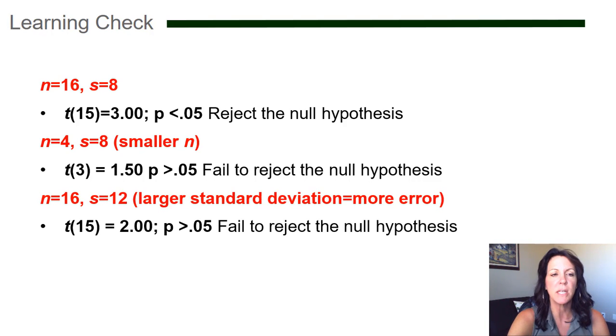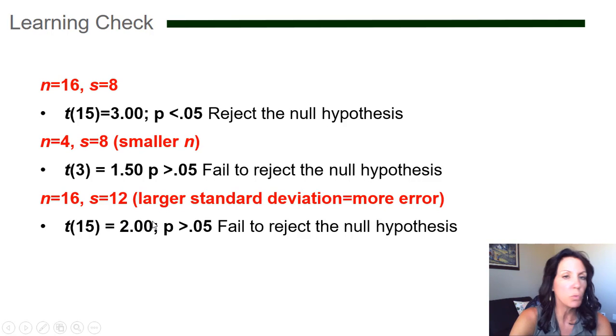And finally, what we did in the last configuration is the same as the first go-round, except that we introduced more error, more standard deviation. Larger standard deviation means more error. And when we did that, we again failed to reject the null hypothesis. Our calculated t of 2 was not extreme in this case, and the change is in this error.